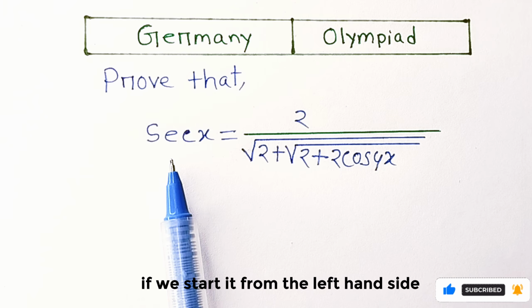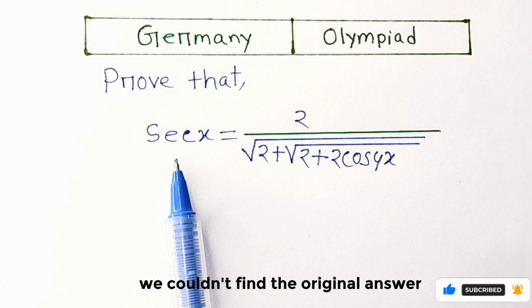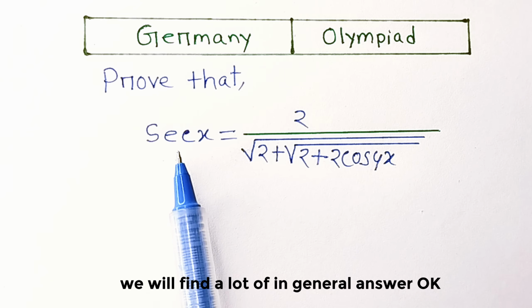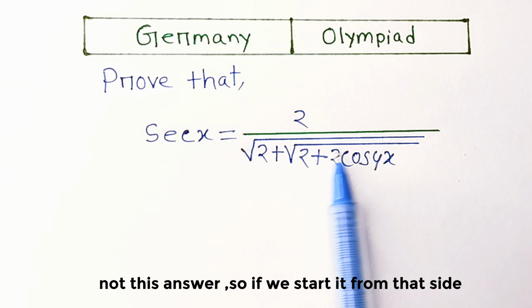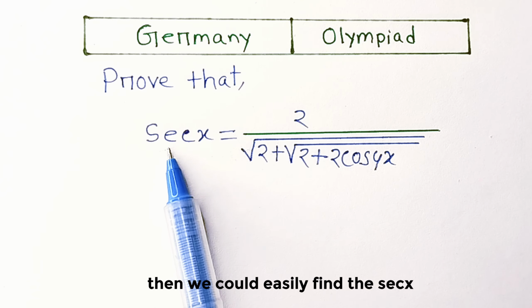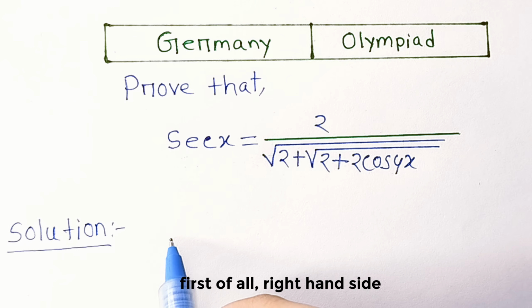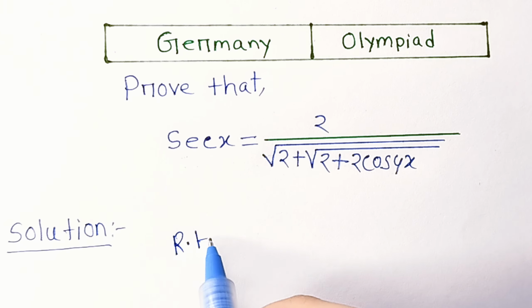We should start from the right hand side, not the left hand side. If we start from the left hand side, we couldn't find the original answer. We will find a lot of general answers, not this answer. So if we start from the right hand side, then we could easily find the sec x, that means the left hand side.